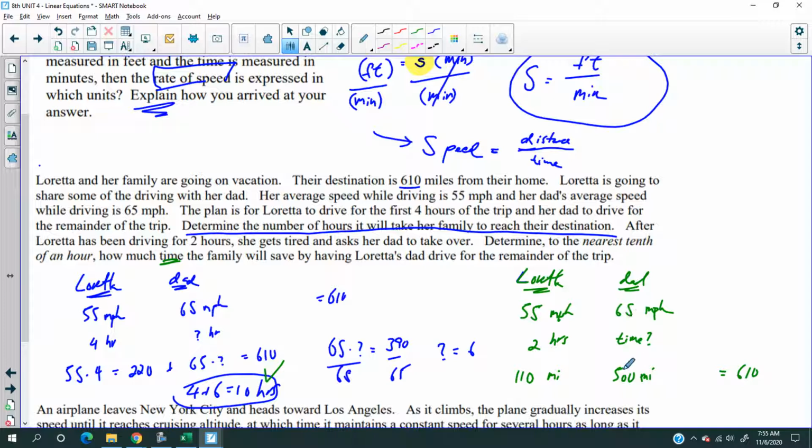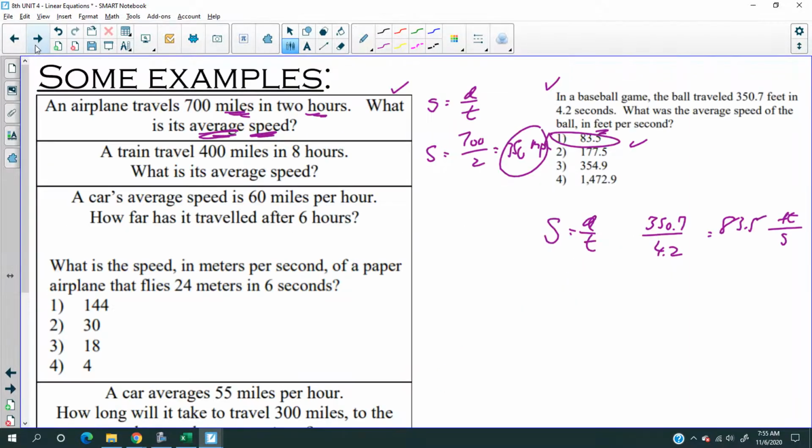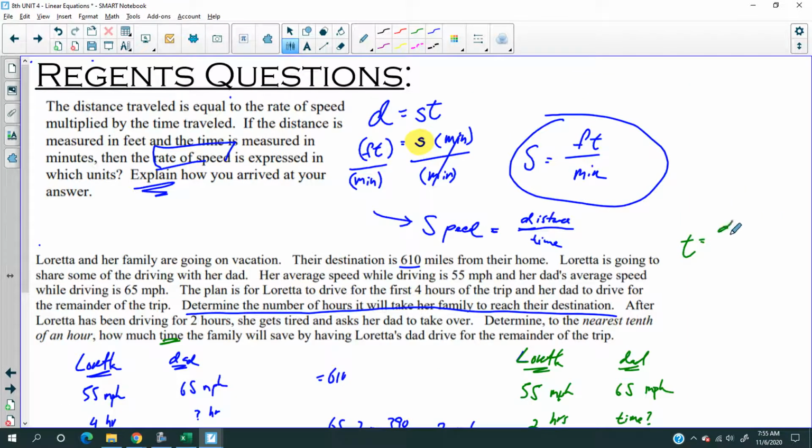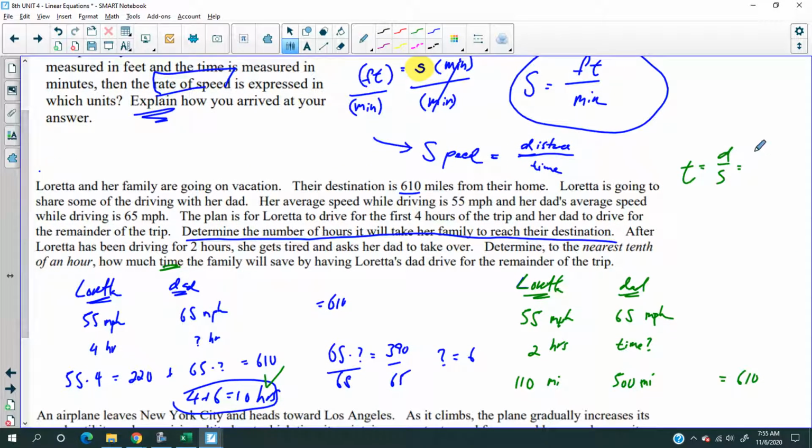If her dad is going at 5, so time, right? Time is, let's look back. Time is distance over speed, right? So time is distance over speed, which means it's, oops, lost track. All right, let's see, 500.